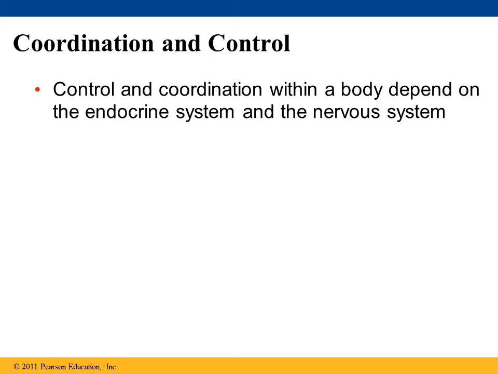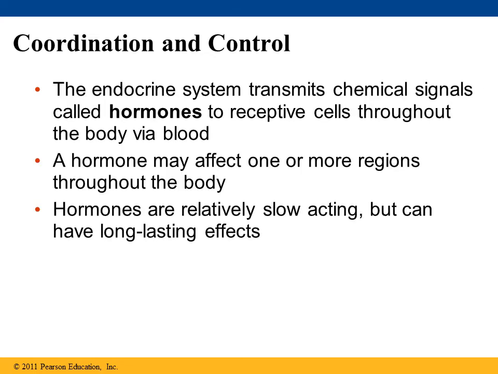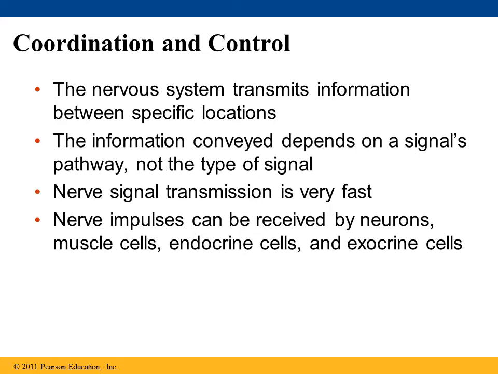Control and coordination within a body depends on the endocrine system and the nervous system. The endocrine system transmits chemical signals called hormones to receptive cells throughout the body via the blood. A hormone may affect one or more regions of the body, and hormones are relatively slow acting, but they can have a long acting effect.